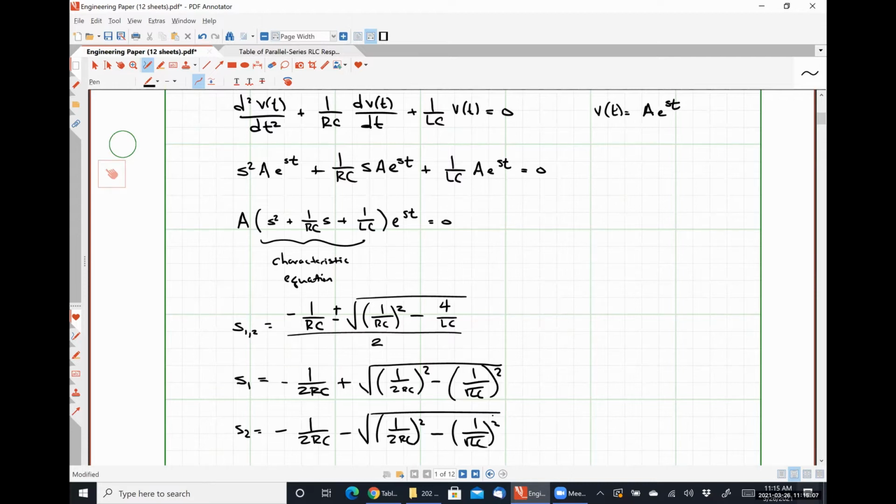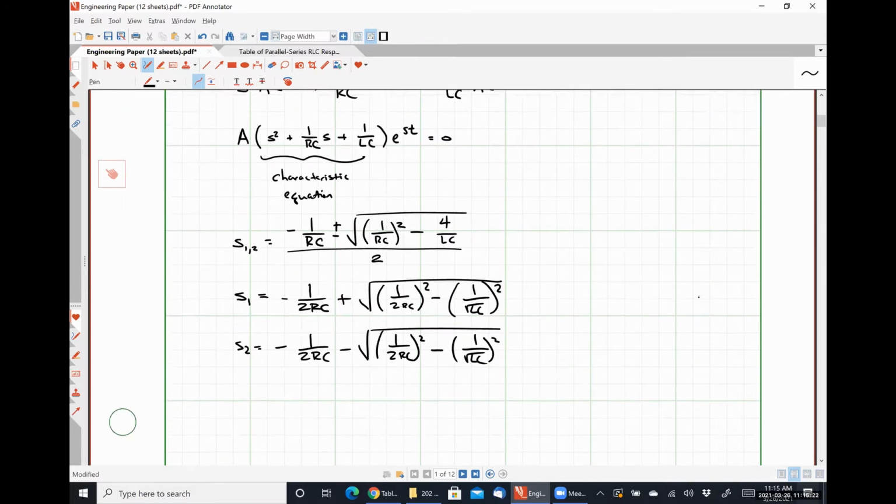I'm going to define two new quantities now that have specific meaning to RLC circuits, all right? The first of which is alpha.